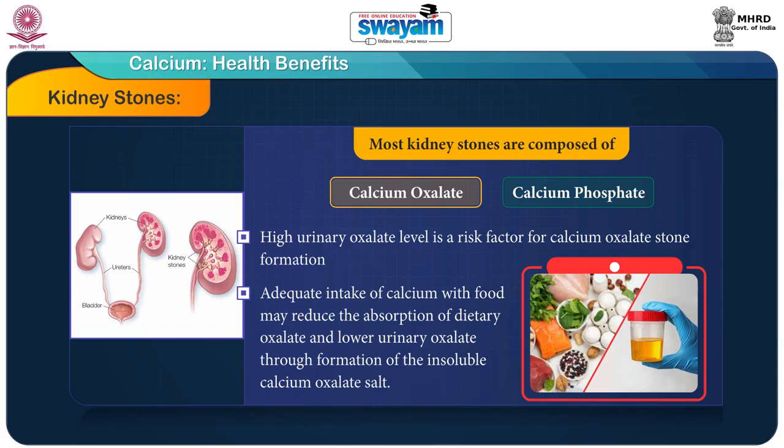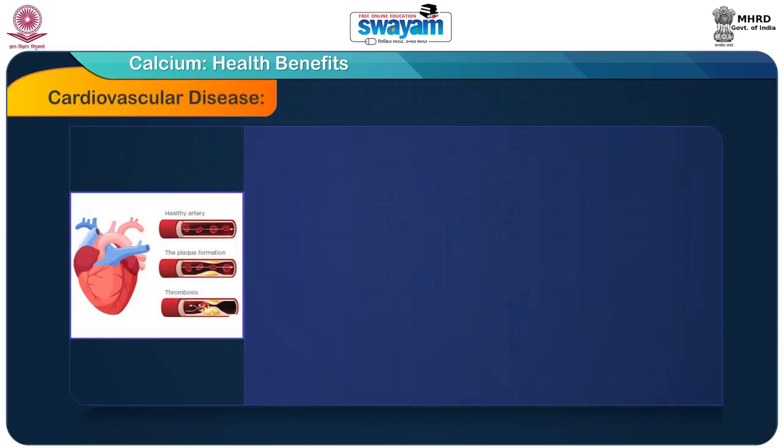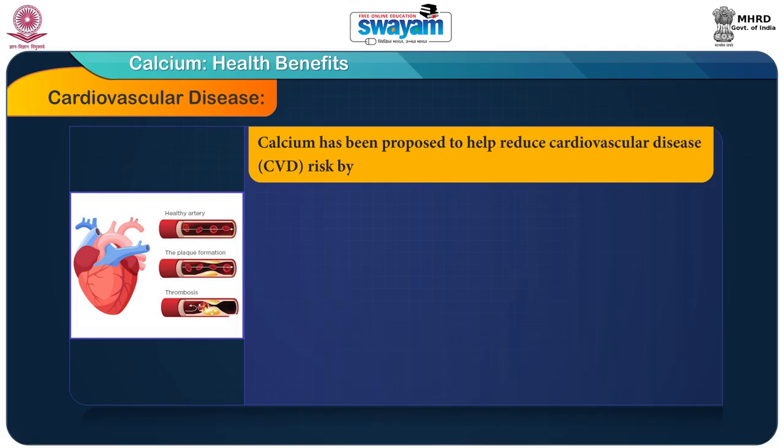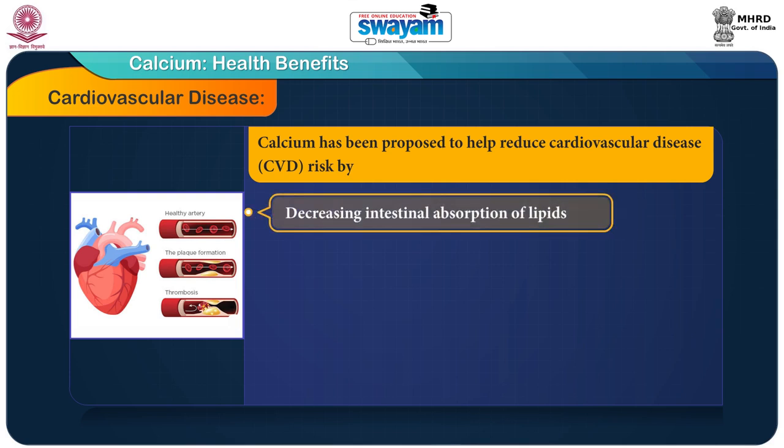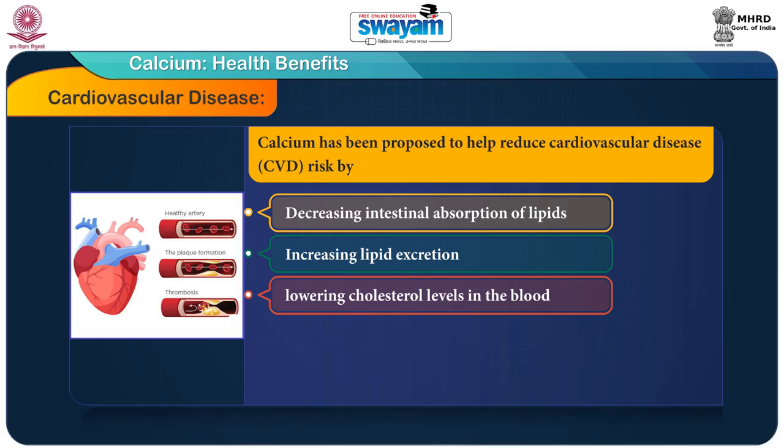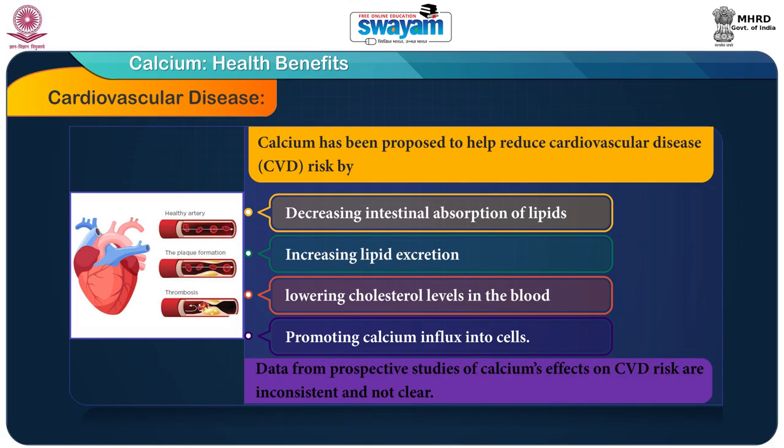Now, coming to the role of calcium in cardiovascular disease, calcium has been proposed to help reduce cardiovascular disease risk by decreasing the intestinal absorption of lipids, increasing lipid excretion, lowering cholesterol levels in the blood and promoting calcium influx into cells. However, data from prospective studies of calcium's effect on cardiovascular disease risk are still inconsistent and not clear.